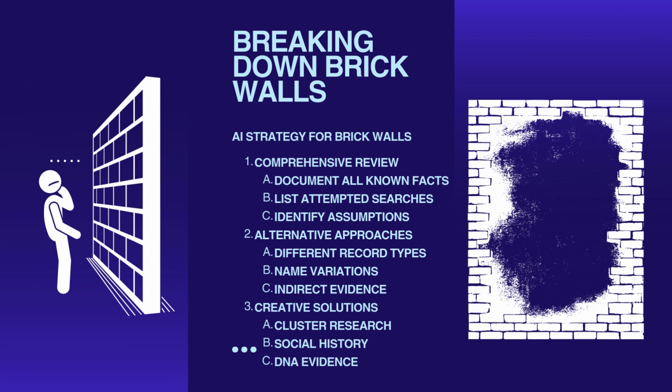Two, request different approaches. Ask the AI tool for a list of different record types that you might not have anticipated. Also, ask the AI tool to provide name variations of spelling and any indirect evidence that would be relevant to your family history. And three, your creative solutions. You can use a cluster research process that is designed to help you specifically with your own social history and to build on any DNA evidence that you've already gathered.